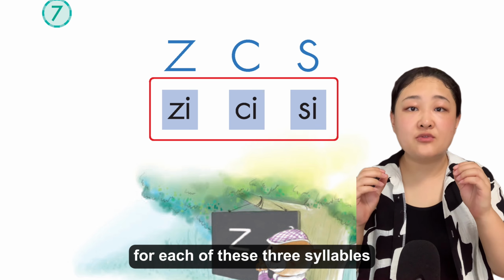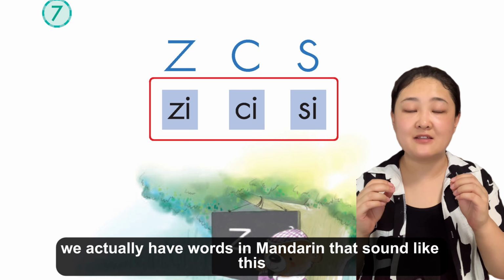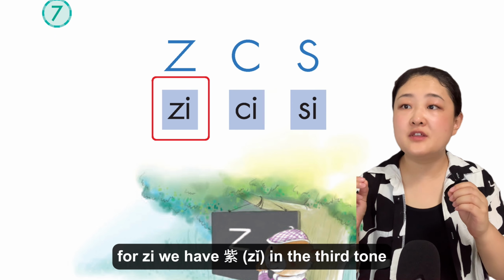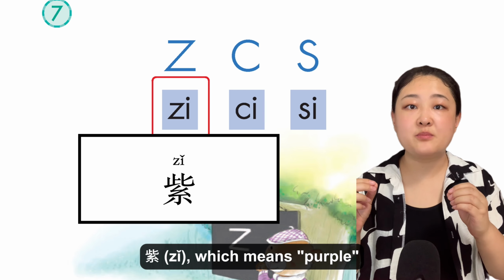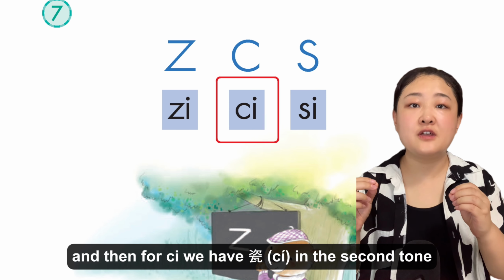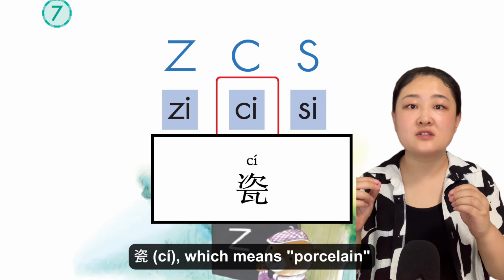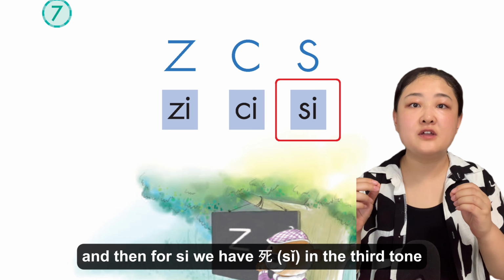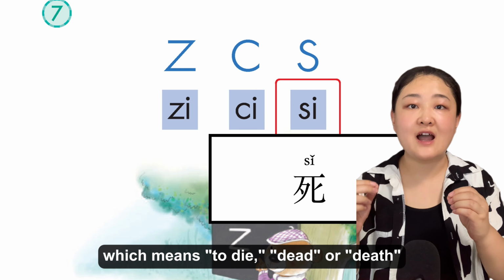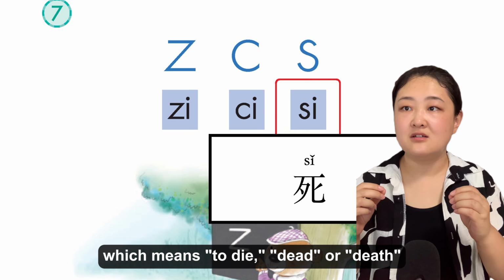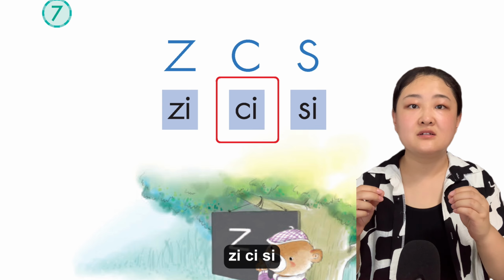For each of these 3 syllables, we actually have words in Mandarin that sound like this. For example, for zi, we have zi in the 3rd tone, zi, which means purple. And then for ci, we have ci in the 2nd tone, ci, which means porcelain. And then for si, we have si in the 3rd tone, which means to die, dead, or death. Repeat after me again. zi, ci, si.